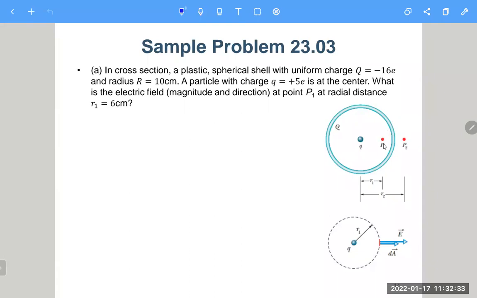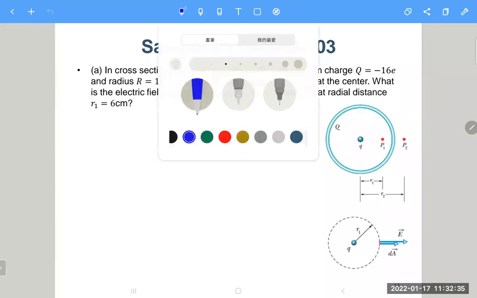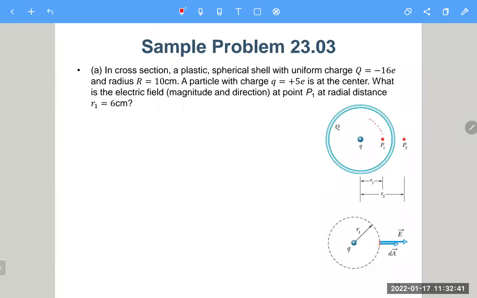Okay, so here we try to define the Gaussian surface. We will define this Gaussian surface to be a sphere with radius R1, like this. Maybe we can call this one S1. And then we try to find the E field at this point P1.